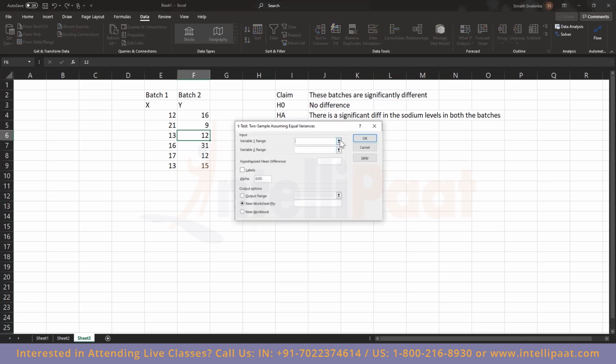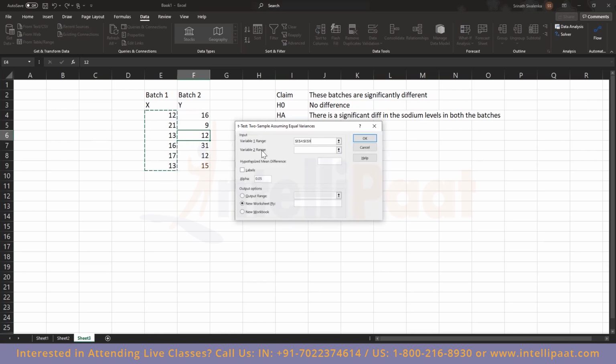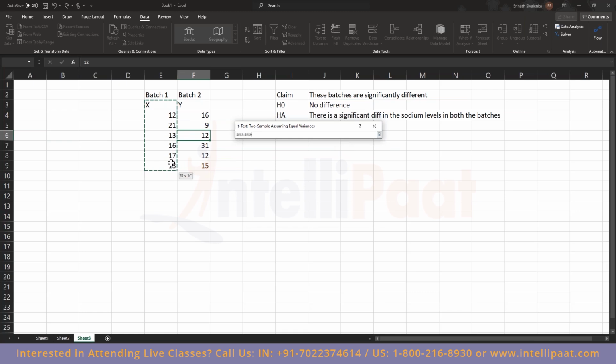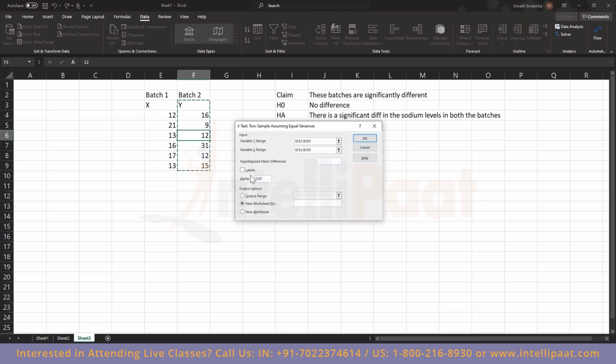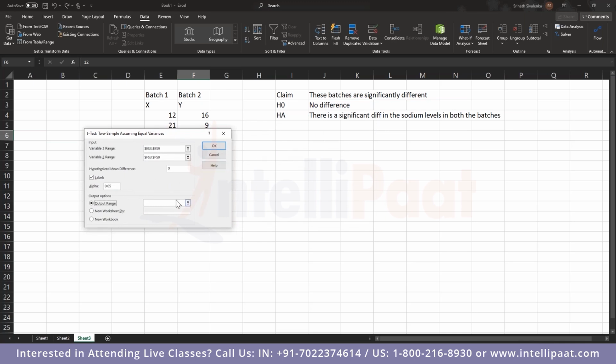So just select that. Variable range 1, variable range 2, and there are labels. Hypothesized mean difference is 0, because I'm saying that both of them have no difference, so the difference in the mean is 0. And I'm going to select an output range where the output will simply come up.